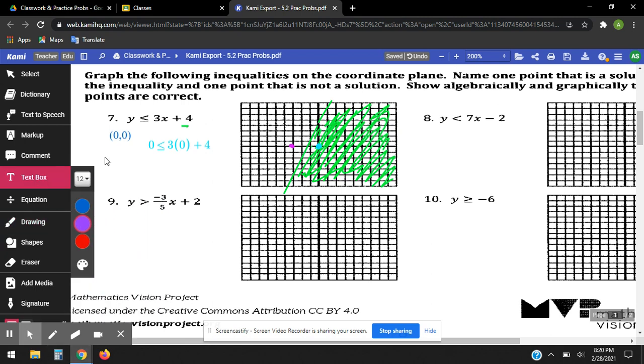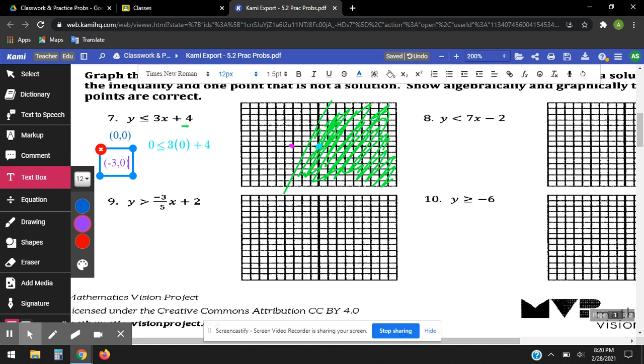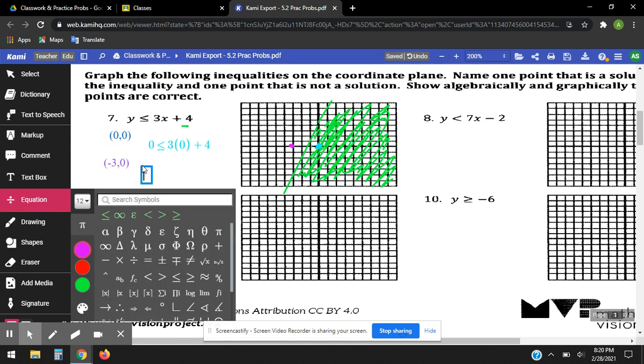Let's go ahead and do negative 3, 0 is our non-solution. And that one would look like here. So again, a 0 as our y is less than or equal to 3 times negative 3 plus 4. That's negative 9 plus 4, and that'd be negative 5. And so that is not true.